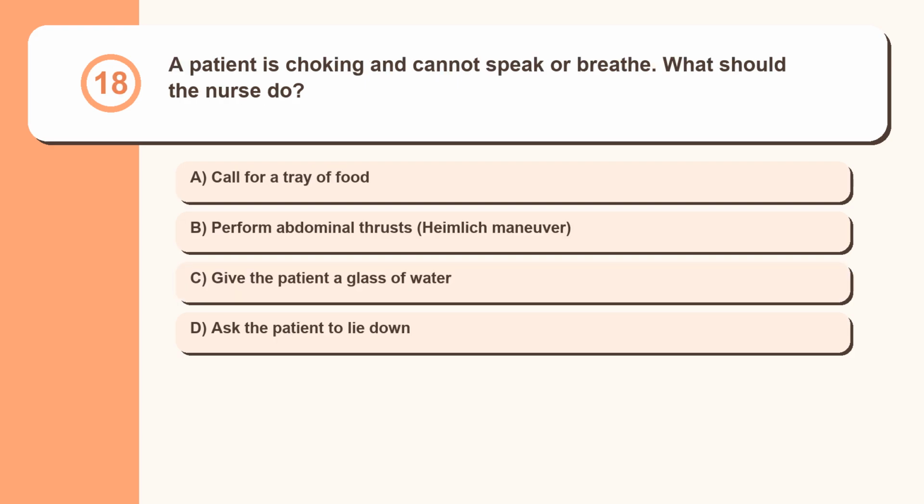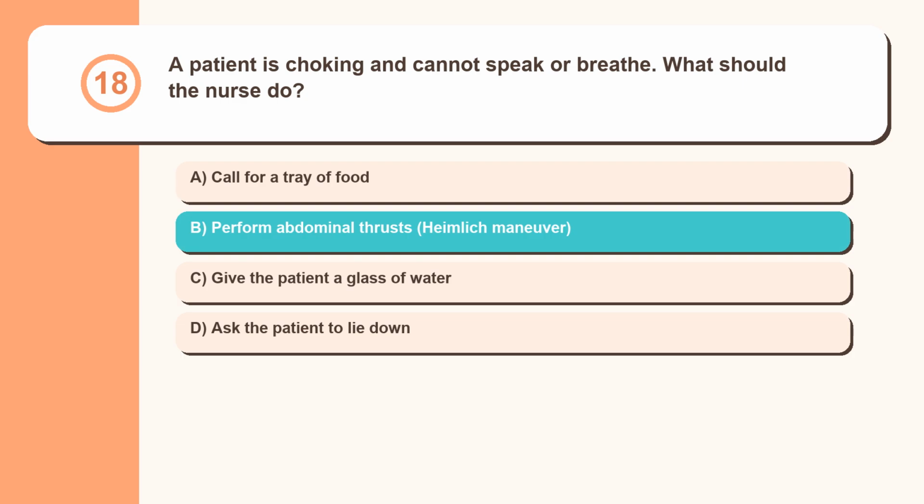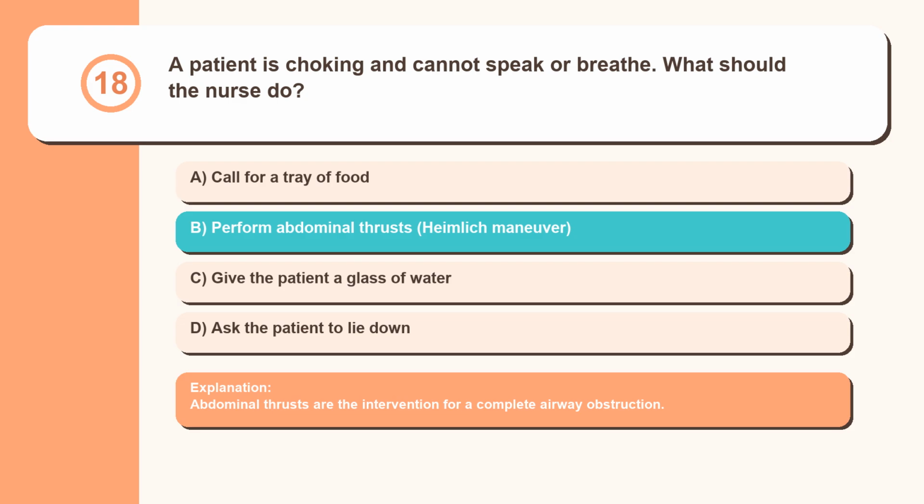Question 18. A patient is choking and cannot speak or breathe. What should the nurse do? Call for a tray of food. Perform abdominal thrusts, Heimlich maneuver. Give the patient a glass of water. Ask the patient to lie down. Abdominal thrusts are the intervention for a complete airway obstruction.